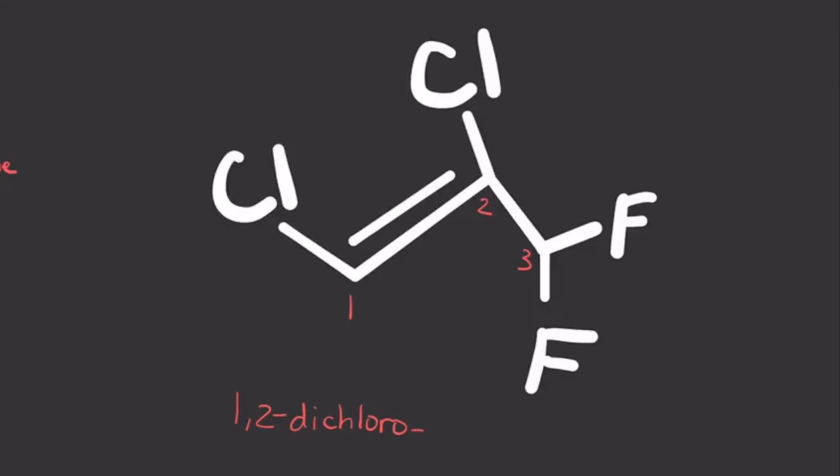and where are my fluorines? I have on my third carbon, 1 fluorine and 2 fluorines. So 3,3-difluoro. And where is my alkene? It starts on carbon 1 and it goes to carbon 2. So starting at carbon 1, we have 1-propene.